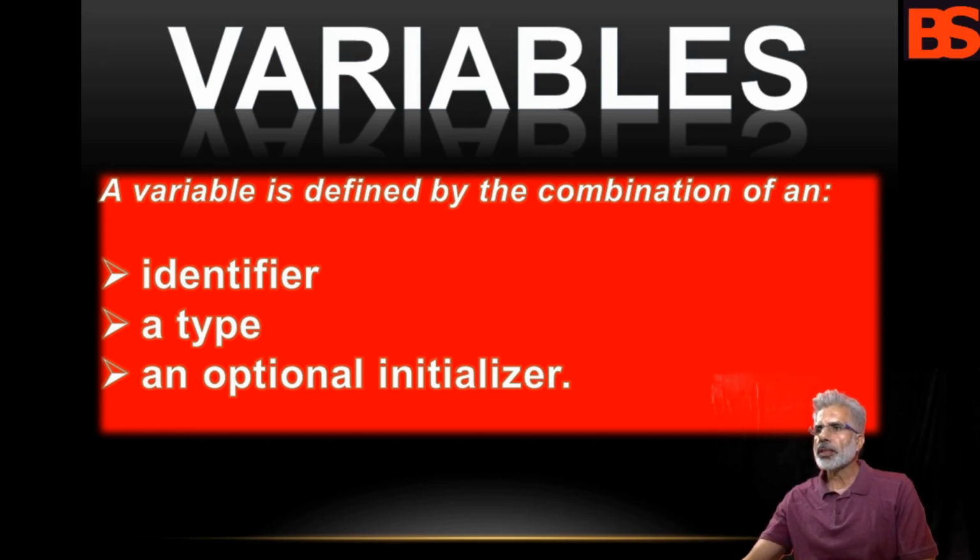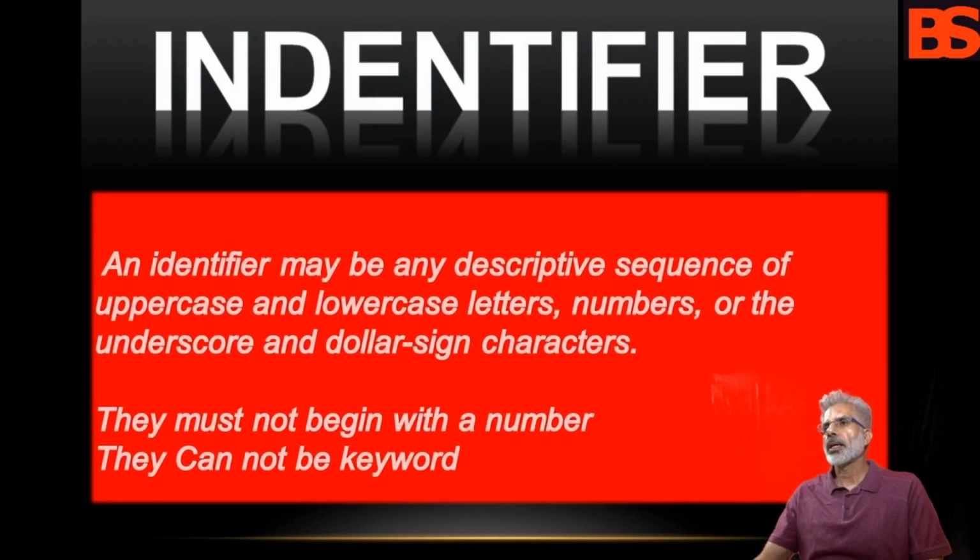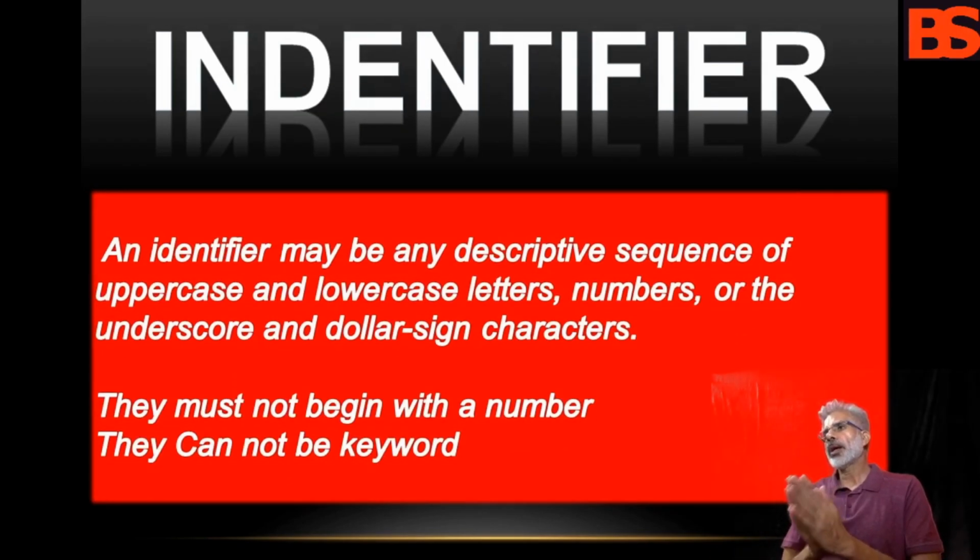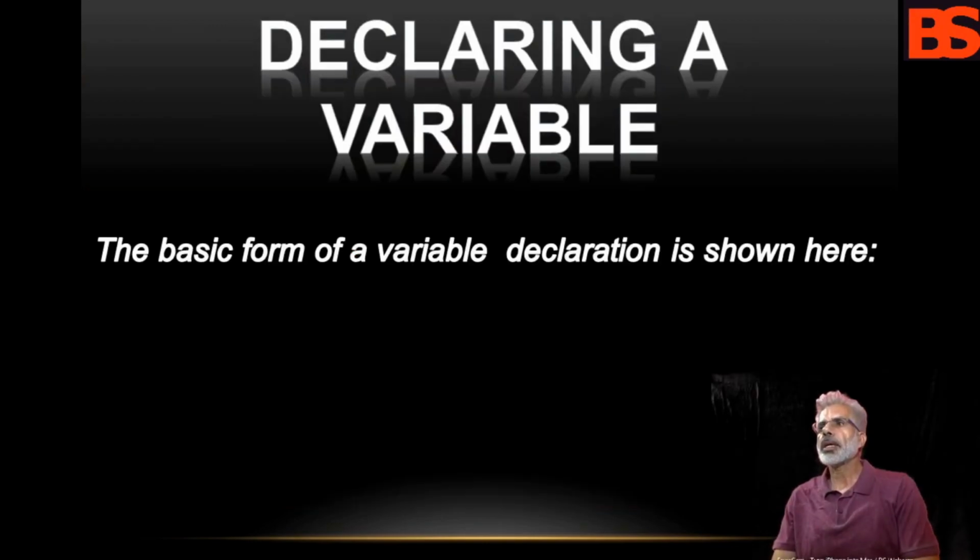So what is an identifier? An identifier may be a descriptive sequence of uppercase and lowercase letters, numbers, or the underscore and dollar sign characters. They must not begin with a number. Keep in mind, they must not begin with a number. They cannot be a keyword.